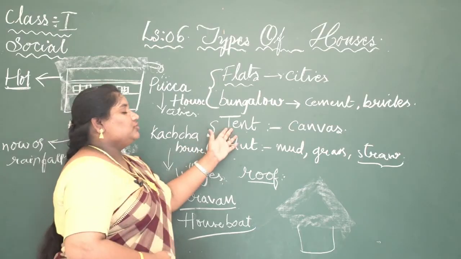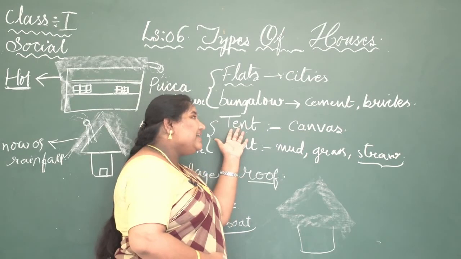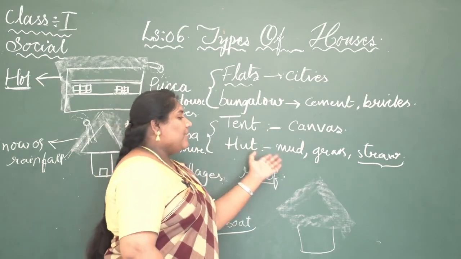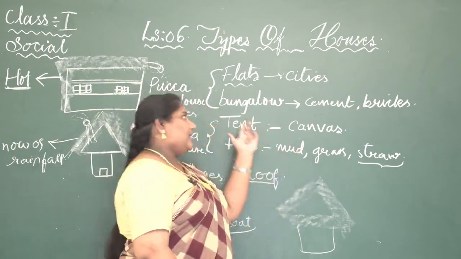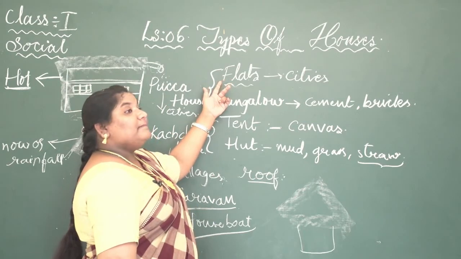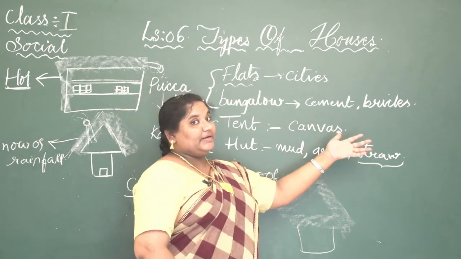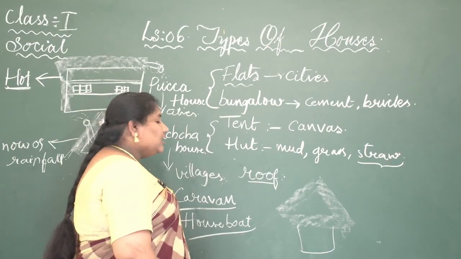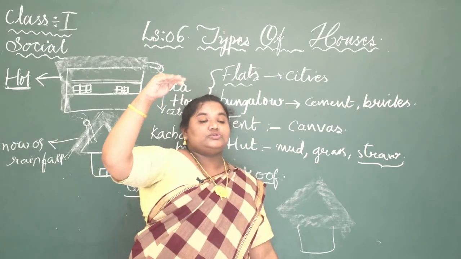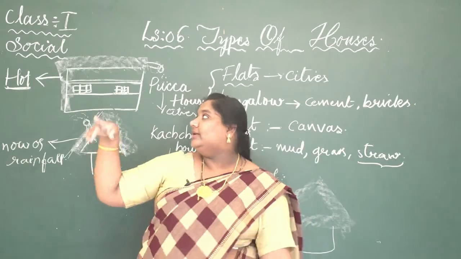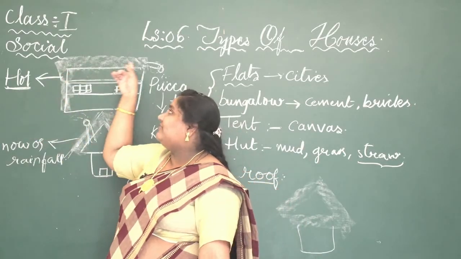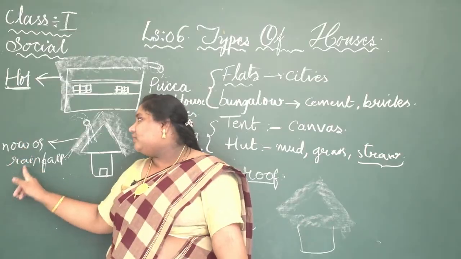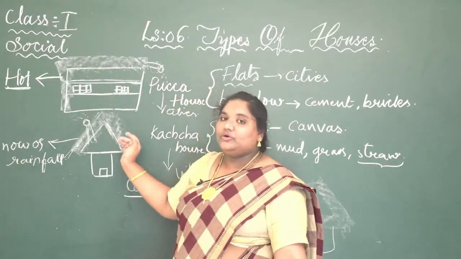A tent is built using a canvas. Kacha houses are built with mud, straw and bamboos, whereas bungalows and flats are built using cement, bricks, rods and wood. The top of the house is called a roof, and in the hot weather you use a flat roof, whereas in areas covered with snow and heavy rainfall we use a sloping roof.